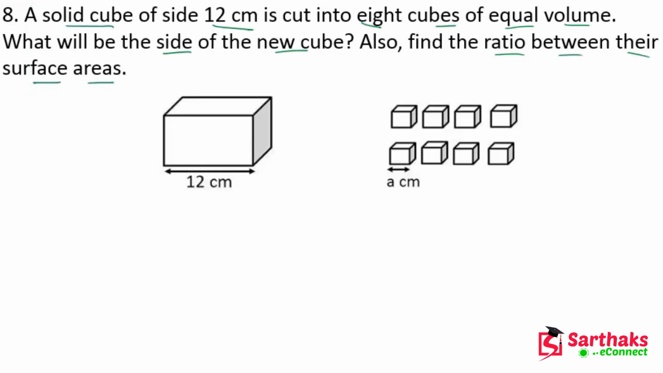Yes, so now here we have a cube of side 12 centimeter. Okay, and this cube is divided into 8 cubes of side a centimeter. Of side what? Of side a centimeter. Okay, I hope you understand this point. Now we have to find the value of a. Okay, so how can we find it? Now the volume of this cube is equal to the volume of these 8 cubes.